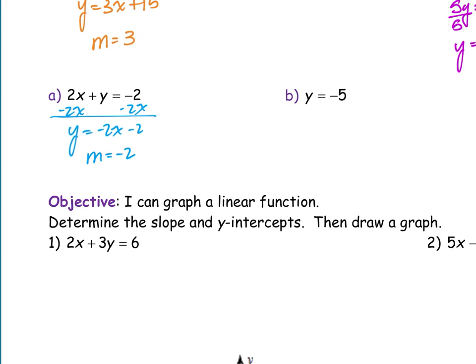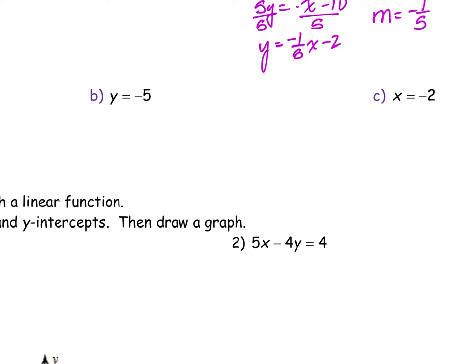Now the next two. My equation is y equals mx plus b. So I have a y equals, and I just have no x. So what does that mean my slope is? 0. I have y equals, and no x, so that means my slope is 0. Because 0 times x is 0, I don't have to write it. Does that help?